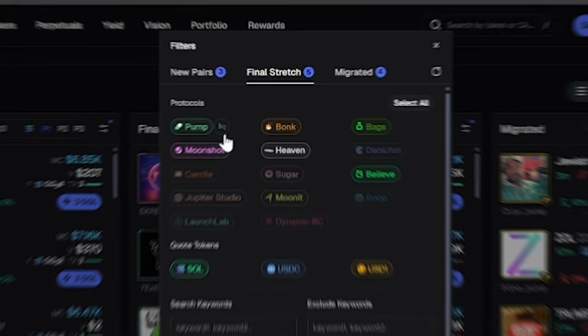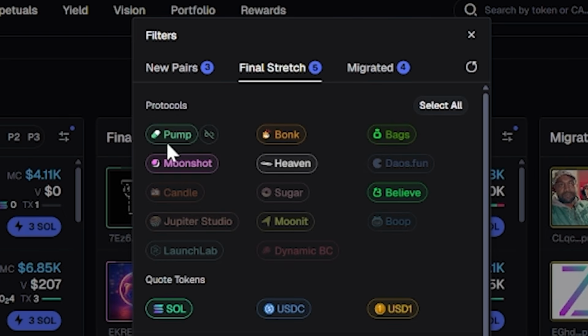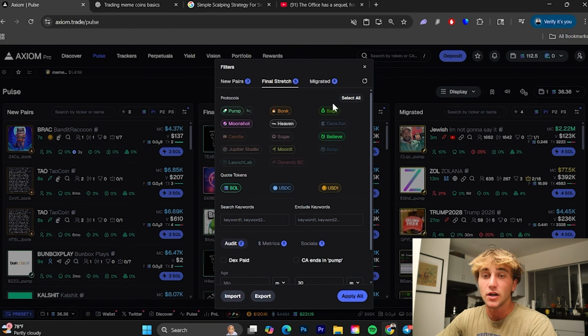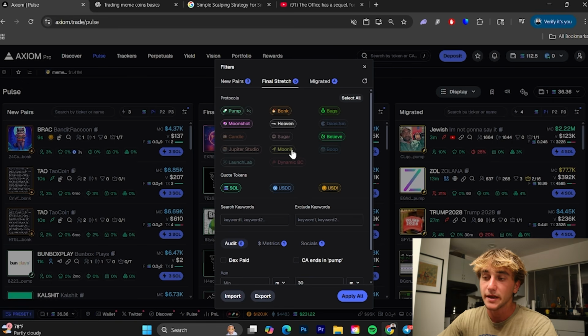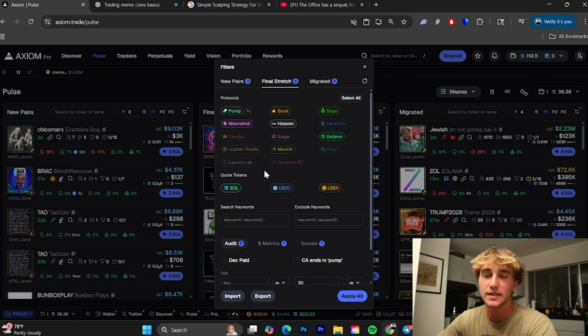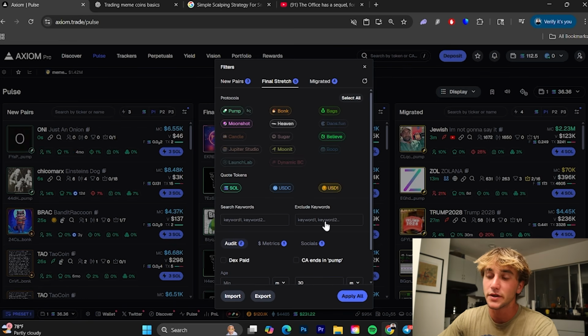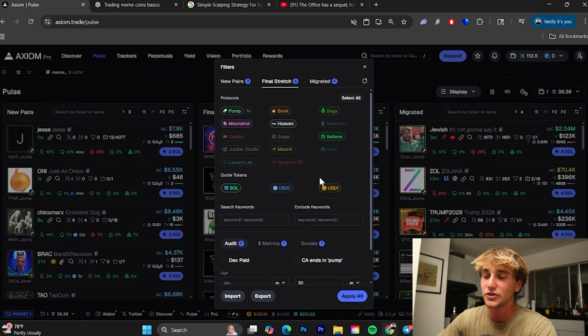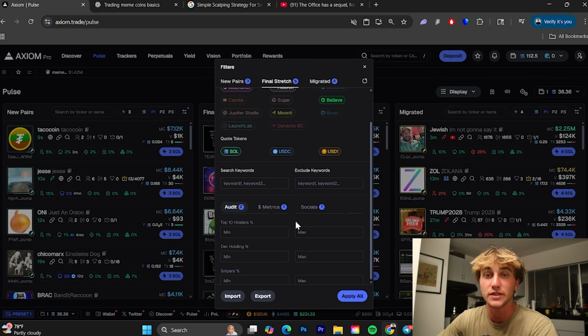Now, here are some of the filters I currently have. Obviously these are always changing, and the platforms you want to focus on are always changing. You can honestly select all, but I wouldn't recommend that because some of these other ones have no chance of doing well. You could do Jupiter Studio or Launch Lab. These are two very good platforms, I just don't see a lot of centers on there recently. You're going to be using Sol USD and USD1. USD1 is actually amazing for this strategy, but obviously you can do this with Sol as well.